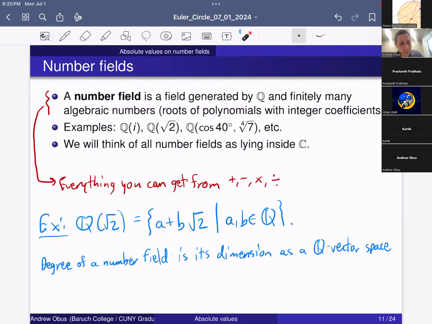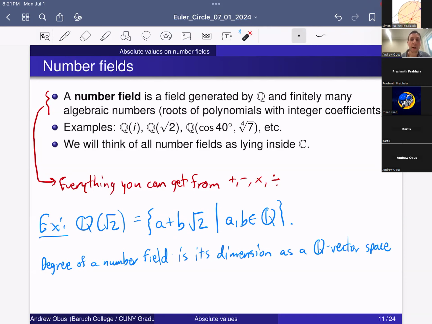Okay, so you can make that rigorous if you want to, but more or less, Q adjoin i is going to have degree 2 because it's going to be stuff that looks like a plus bi. Q adjoin square root of 2 is going to be degree 2 because it's going to look like a plus b square root of 2. Let's ignore the cosine of 40 right now because I didn't think carefully about what its minimal polynomial is. Q adjoin fourth root of 7 is going to have degree 4 because everything's going to look like a plus b times the fourth root of 7 plus c times the fourth root of 49 plus d times the fourth root of 343. So you're going to have 4 parameters. Okay, so that's the degree of a number field, and the degree is always going to be finite. So this is what a number field is.